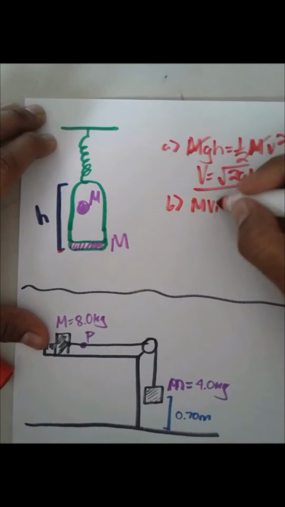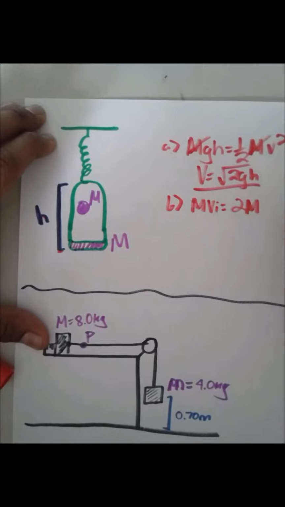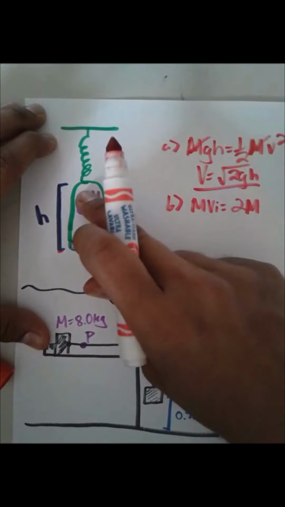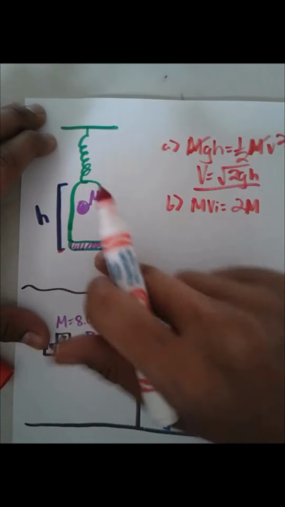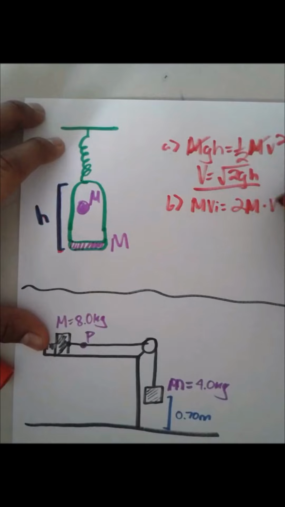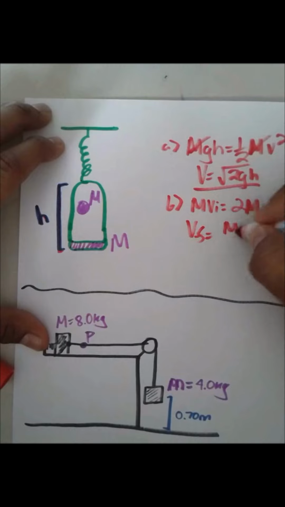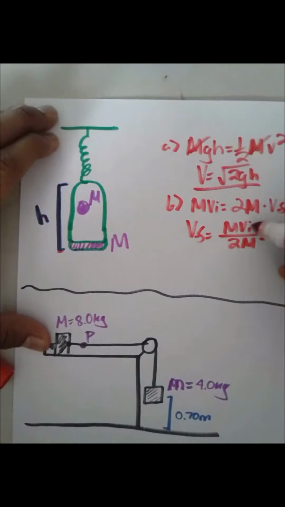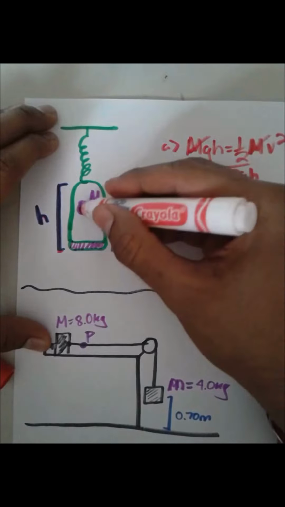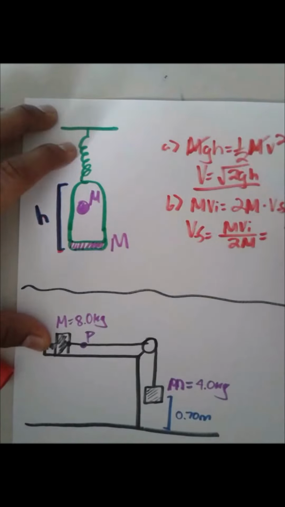M v_i is equal to 2M times the final velocity, because we know that it's M plus M, right? They have the same mass, so this actually makes it pretty convenient. So the final velocity is going to be equal to M v_i over 2M. That is just v_i over 2, where v_i is the square root of 2gh, the speed of the clay before it collides. So the final velocity is the square root of 2gh over 2. Cool.